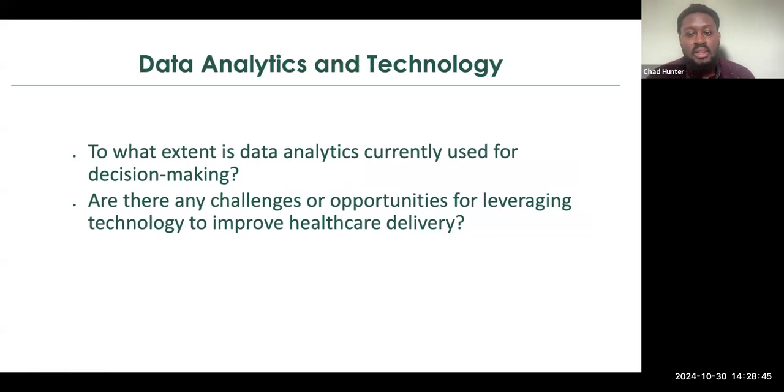So, more about data analytics. To what extent is data analytics currently used for decision making? And are there any challenges or opportunities for leveraging technology to improve care delivery at your facility?